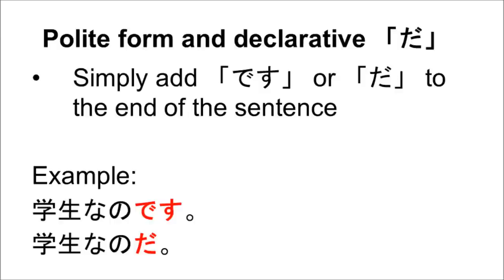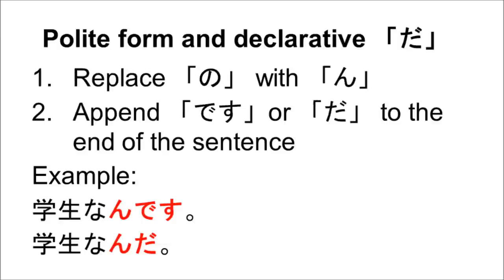However, while のです and のだ is perfectly correct, in modern Japanese it is fairly archaic and rarely used in regular daily conversations. Unless you want to sound like an anime character with a strange way of speaking, you want to replace の with ん. So for our example, if you replace the の with ん, and append des or da to the end of the sentence, we end up with 学生なんです and 学生なんだ.